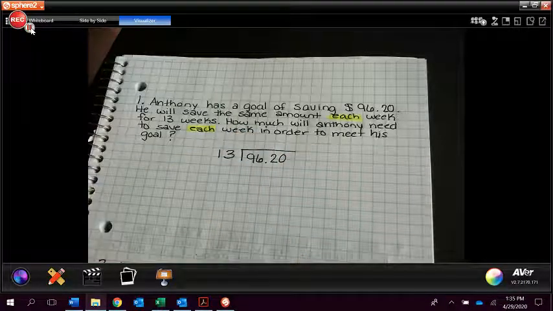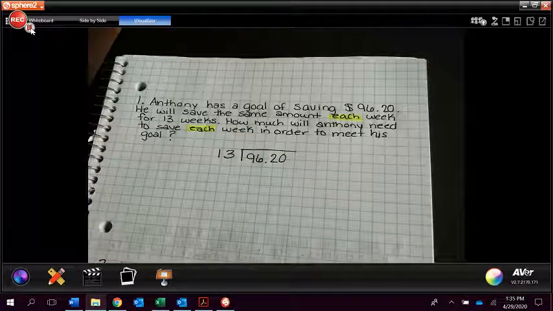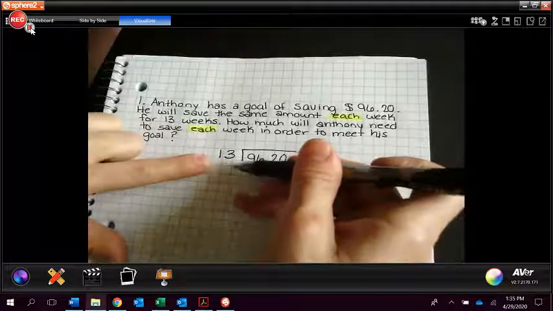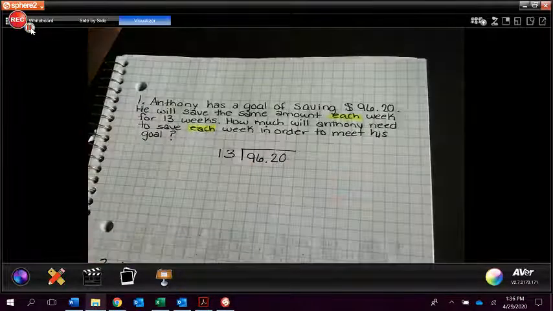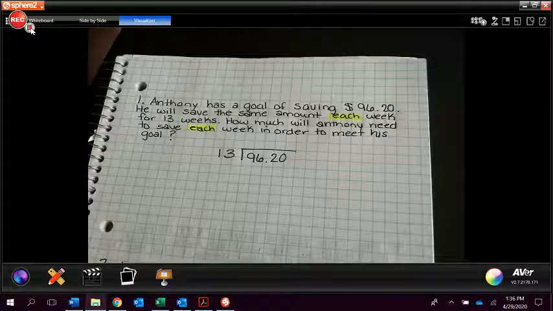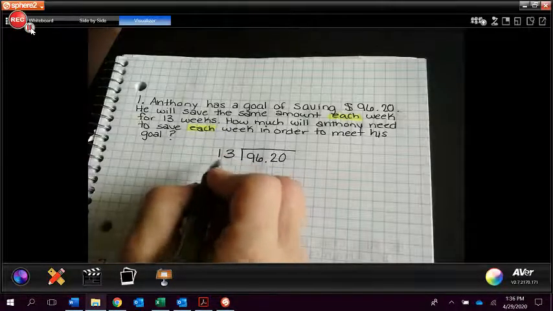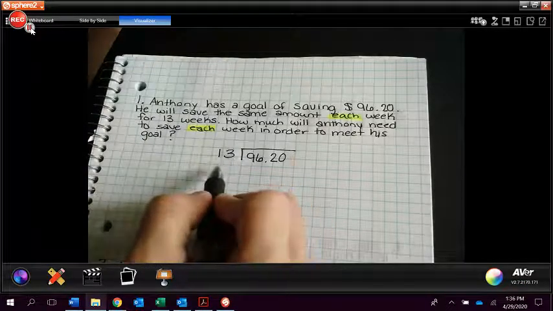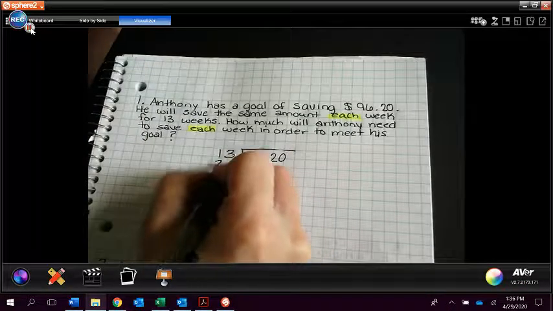Now, before you start a division problem, boys and girls, let's remember that an easy way for us to do this is if we write our multiples. When we write our multiples, it makes it a lot easier when we are answering our division problem. So we're going to begin with our multiples of 13. So 13 times 2 gives us 26.